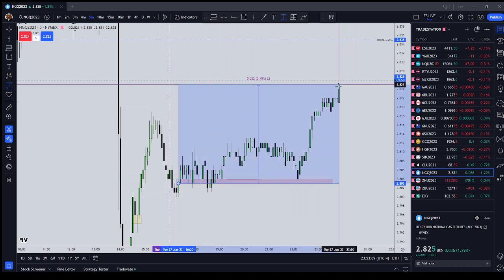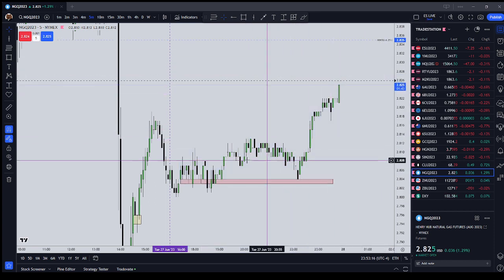Alright, let's see what this is. 22 ticks, that's $220. That's $222 per contract. It was possible.